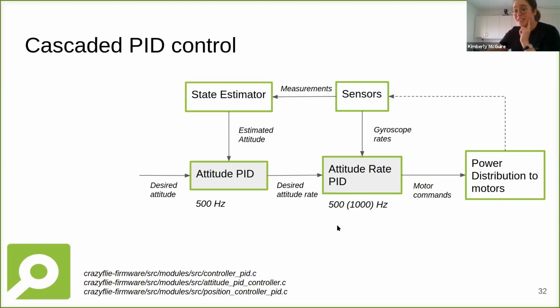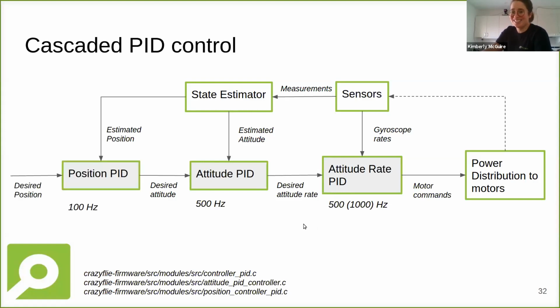One level higher is the attitude PID. Now the sensor measurements, like the gyroscope measurements, go into the state estimator, and that sends the estimated attitude to the attitude PID controller. Then something says, okay, I want your yaw to be this, and your yaw is going to be this. This runs at 500 Hertz for sure, and it sends out the desired attitude rate for the attitude rate PID controller.